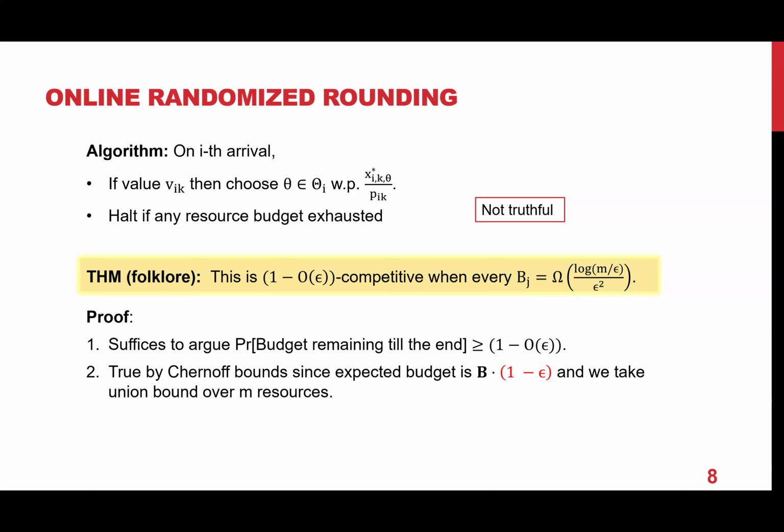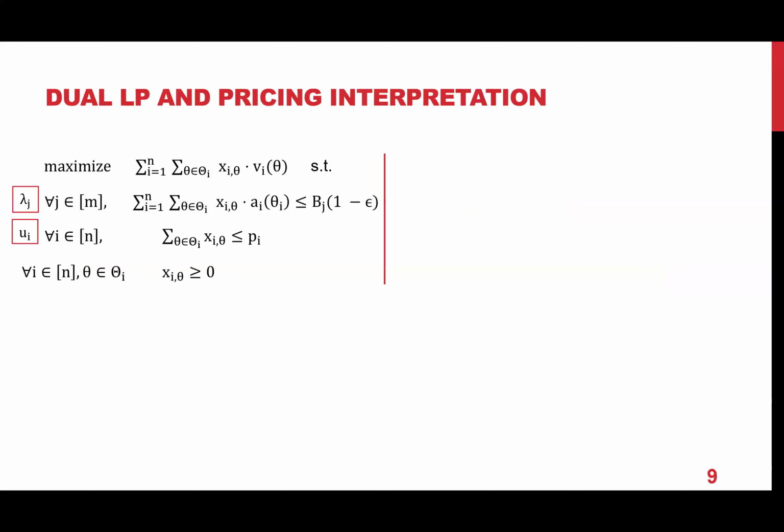So we just need to argue that no resource is exhausted till the end. We can apply the Chernoff bound. The expectation is b times 1 minus epsilon, so what's the chance that this sum of random variables crosses b? The simple Chernoff bound says that as long as b is like 1 over epsilon squared, this is not likely to happen. The reason you lose a log m is precisely because I want to take a union bound over all the m resources. So as long as my budgets are at least roughly log over epsilon squared, I can argue that with high probability all the resources will not be exhausted till the end.